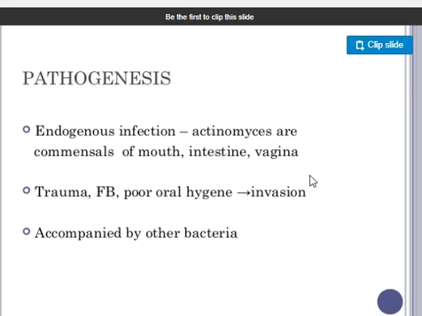So these actinomycetes can also enter the body through various sources such as the mouth, intestinal and vaginal openings. So this causes various infections, and this is also a very commonly causing organism which creates infection due to the unhygienic nature of the human.